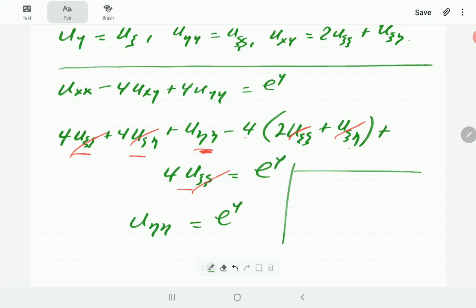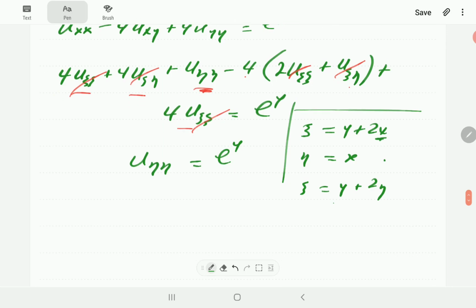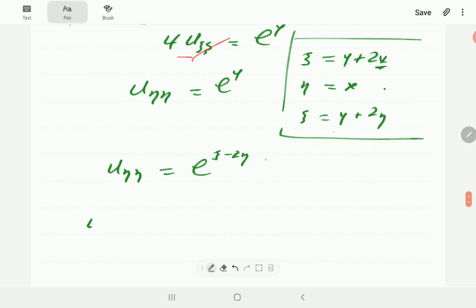We need to write y in terms of the canonical coordinates. Now notice here that x is just eta, so that means we can write that as 2 eta. So xi is y plus 2 eta. So y is actually xi minus 2 eta. So the canonical form this time is going to be e to the xi minus 2 eta. Let's integrate this.